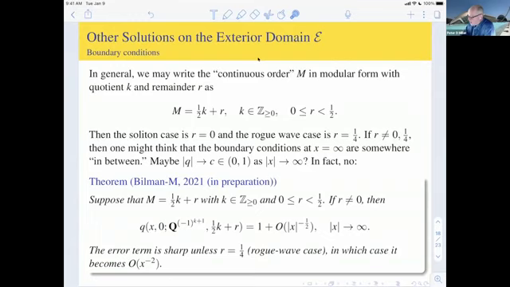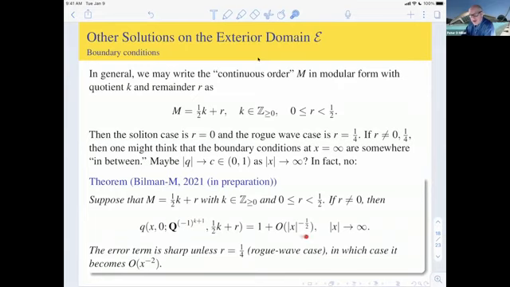The error term here, of order 1 over square root of x, is sharp unless r is a quarter. That's the rogue wave case, and in that case there's faster decay. It decays like 1 over x squared. That's great because that means that in the rogue wave case you have an L1 perturbation of the background, but generally you don't.